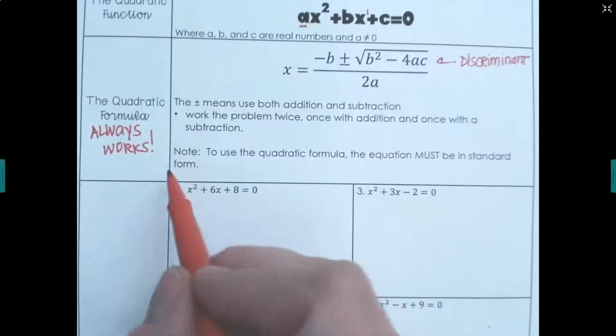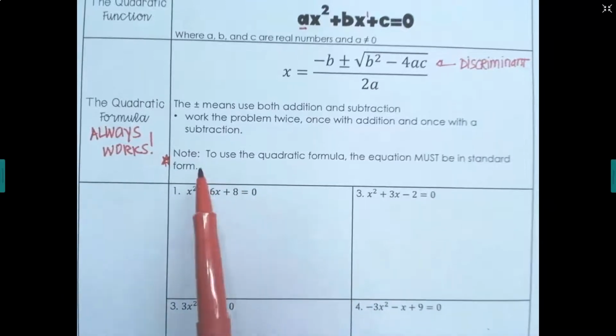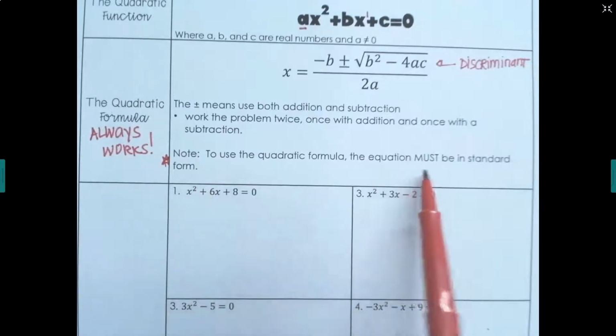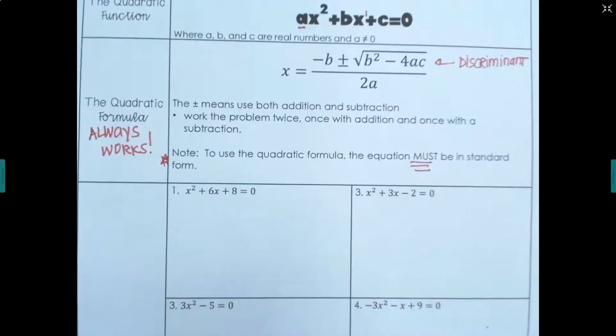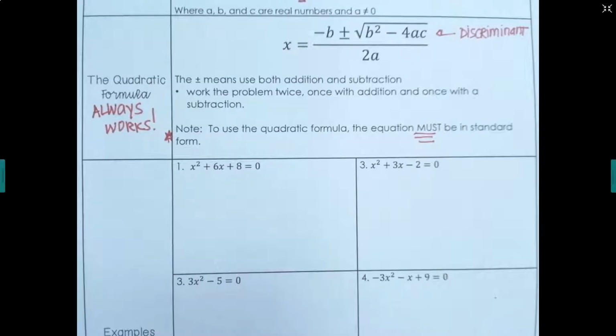Another thing that's really important, and we had this when we were talking about factoring too: to use the quadratic formula, the equation must be in standard form. So you can't have things on both sides of the equal sign. You must have all like terms combined, everything on the same side, and it should say equals 0. All right, so let's take a look at a couple of these.